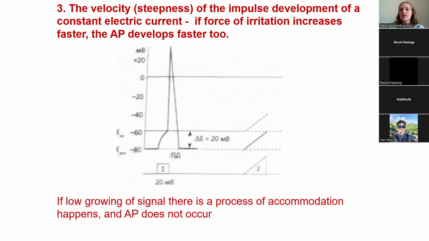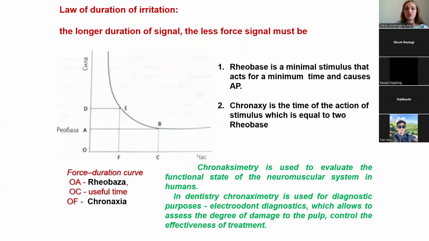The velocity of impulse development of constant electric current: if the force of irritation increases faster, the action potential develops faster too. This is important. For example, look, we need 20 millivolts to induce an action potential. We can give 20 millivolts at the same time and we will have a maximum fast answer. Or we can give these impulses like 5 plus 5 plus 5 plus 5 millivolts. This time, as usual, adaptation of the tissue will happen and we will not have any action potential.